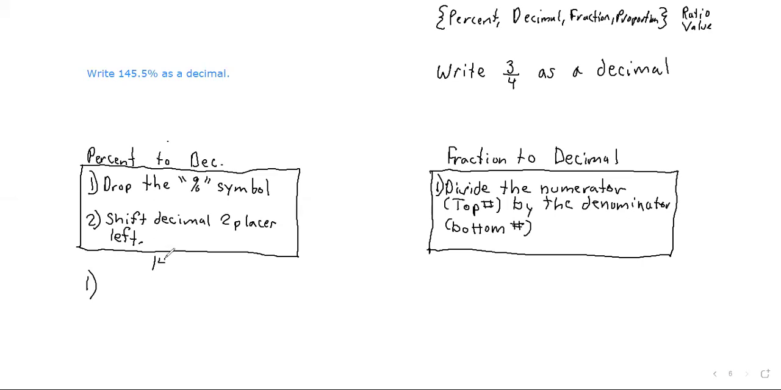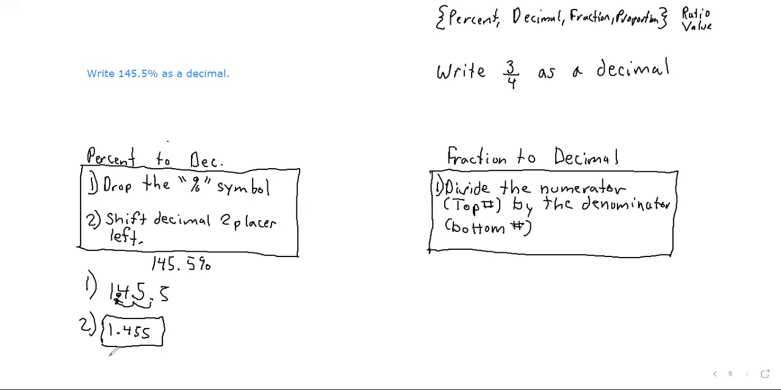We start off with 145.5%, and step one is to drop the percent symbol. So we just get 145.5. Step two is we shift the decimal two places left. So if we go 1, 2, the decimal point will be right here, and our answer is going to be 1.455. This is the answer we look for in the multiple choice options for this question.